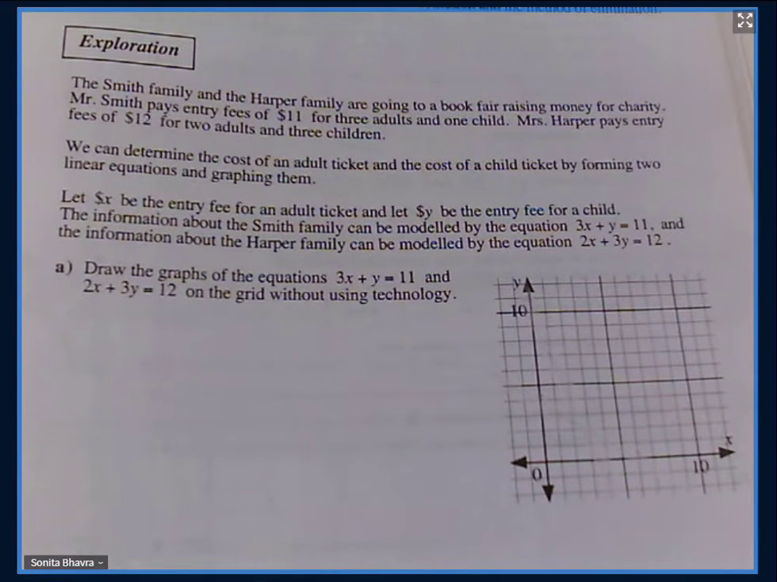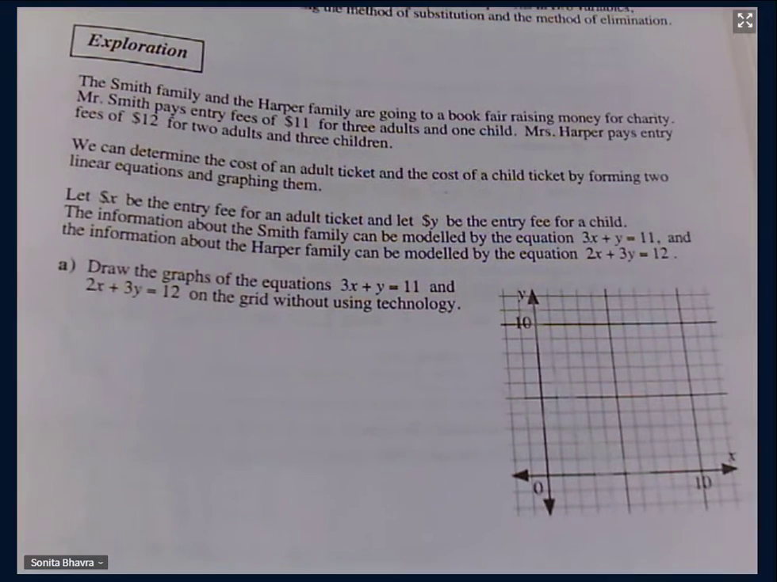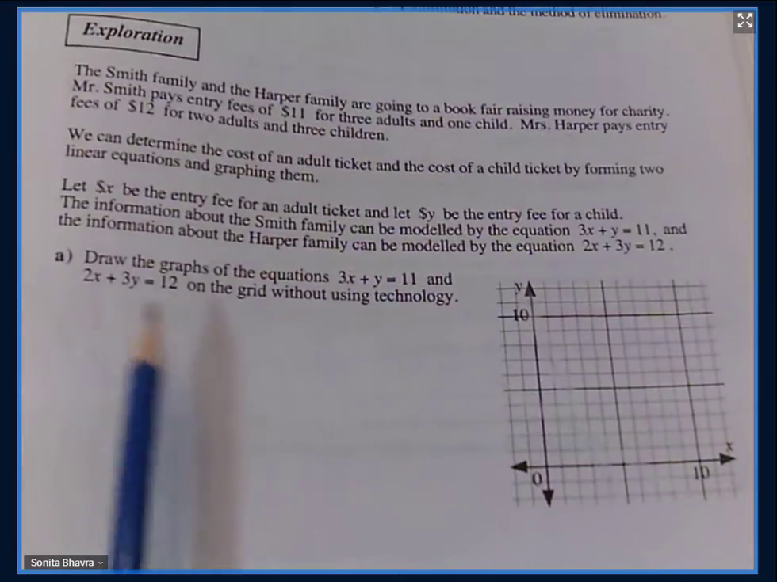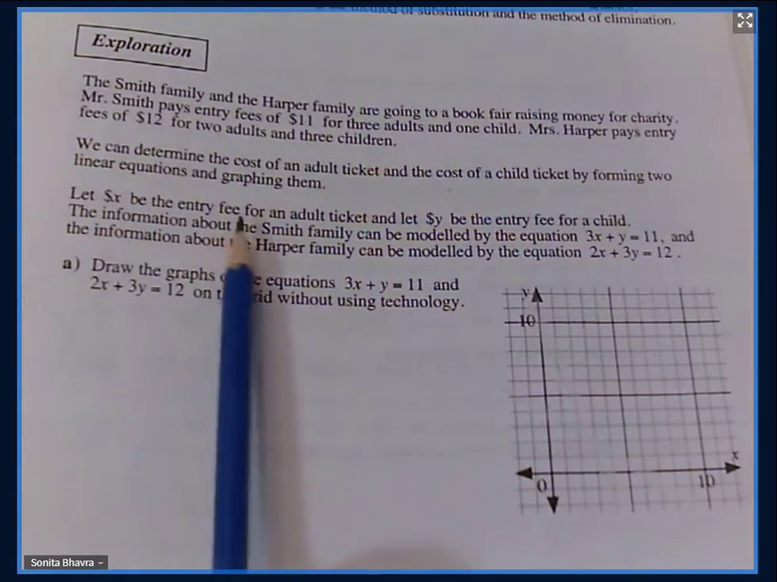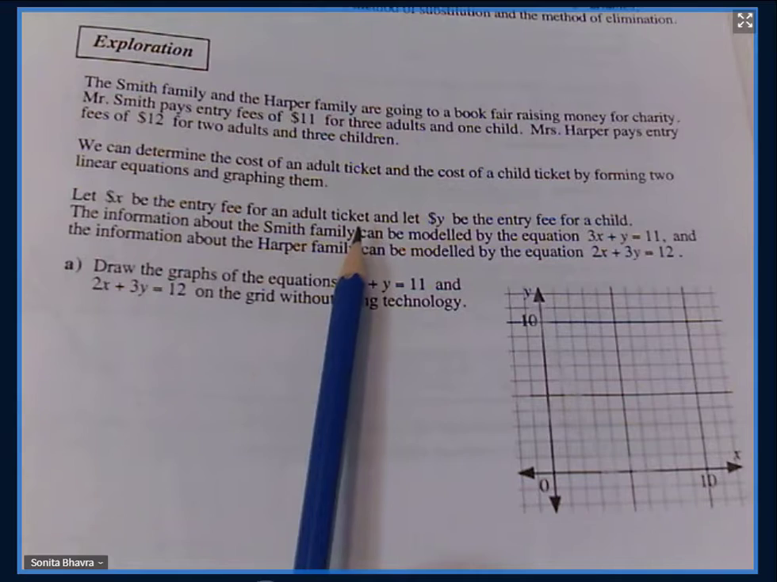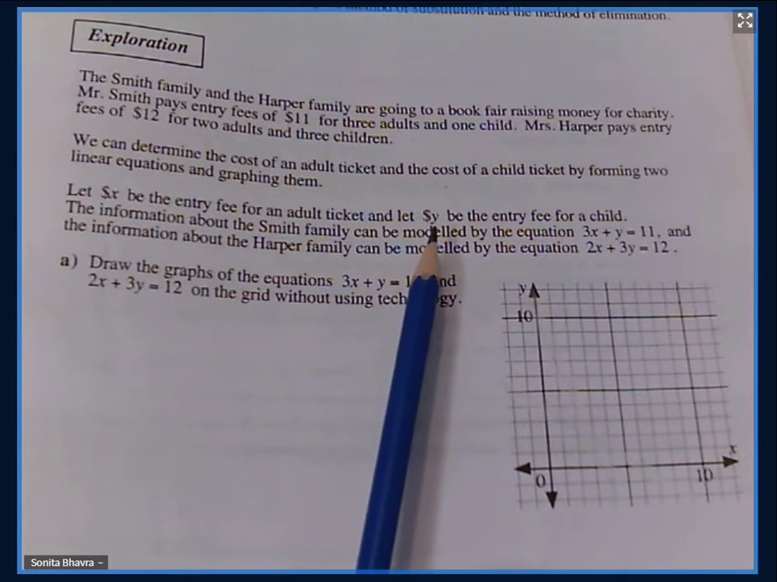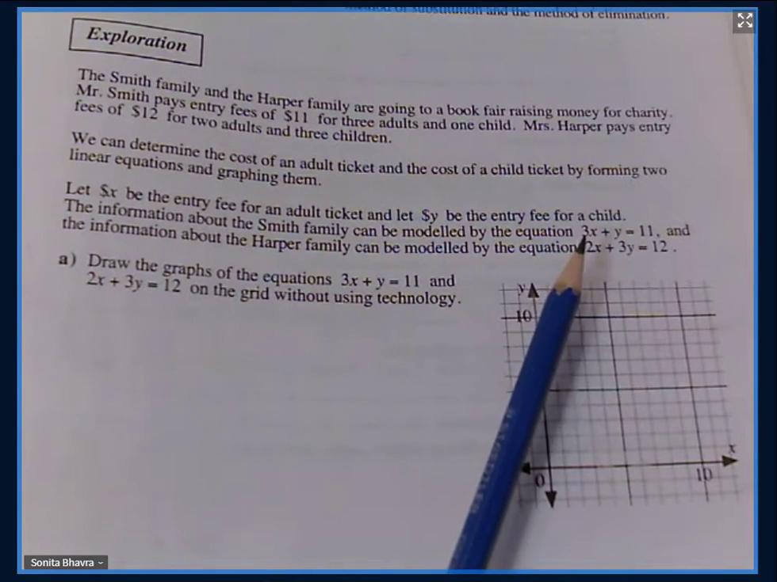The Smith family and the Harper family are going to a book fair raising money for charity. Mr. Smith pays entry fees of $11 for 3 adults and 1 child, and Mrs. Harper pays entry fees of $12 for 2 adults and 3 children. Based on that information, we can come up with two equations. We're going to let x be the entry fee for an adult ticket, and y represent the entry fee for a child.